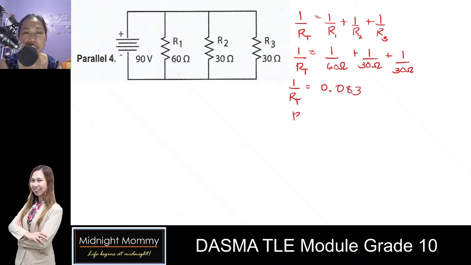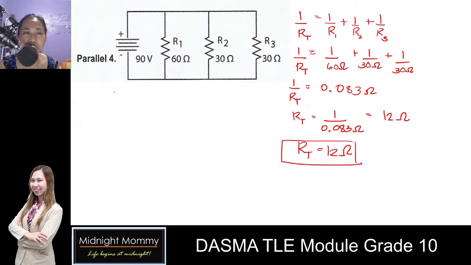So, para makuha natin yung RT, gagawin natin 1 divided by, okay, change po natin ito. Ilalagay natin siya sa baba ng 1. So, 0.083 ohms. Okay. Makukuha natin sagot dito is 12 ohms. Ayan. So, ang RT natin is equal to 12 ohms.